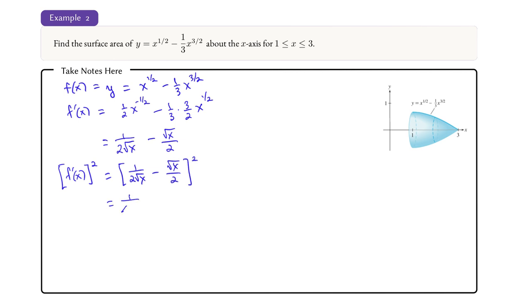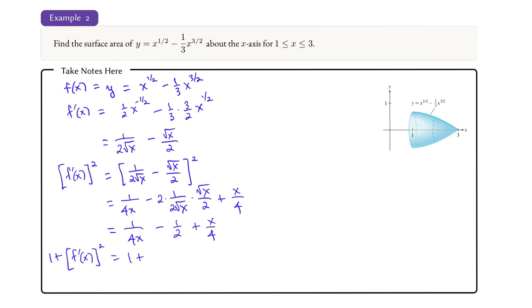Multiplying this out, we have 1/4 x minus 2 times 1/2 root x times root x over 2 plus x over 4. Simplifying this further, 1/4 x minus 1/2 plus x over 4. We then add 1 to the square of f prime of x. This is 1 plus 1/4 x minus 1/2 plus x over 4.